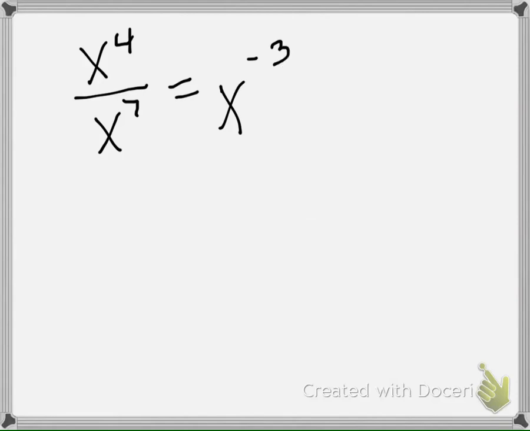That is not simplified. We know that by now. What do you have to do to it? Put it under 1 and make it positive. So x to the negative third becomes 1 over x to the third.